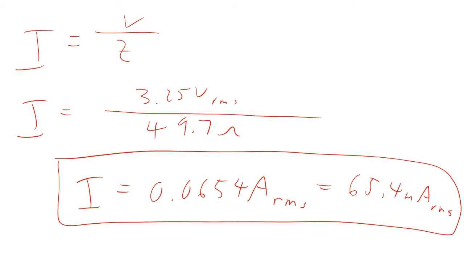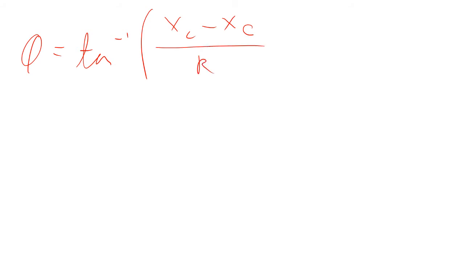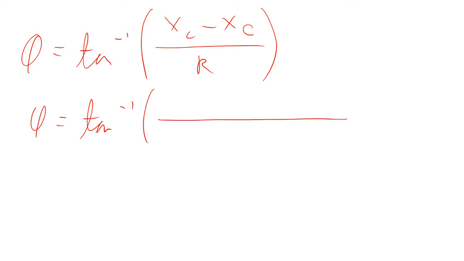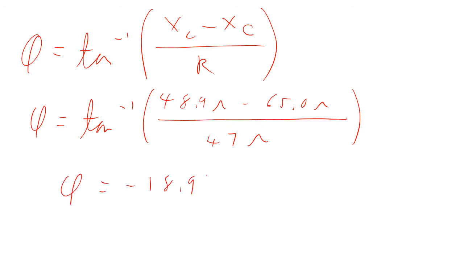So now we have the current, and now we want to know the phase between the current and the voltage. Well, that's real simple. We just have a formula for that. So that's XL minus XC divided by R. So the phase angle is going to be equal to XL was 48.9 ohms minus 65 ohms divided by 47 ohms. So the phase angle is a minus 18.9 degrees.